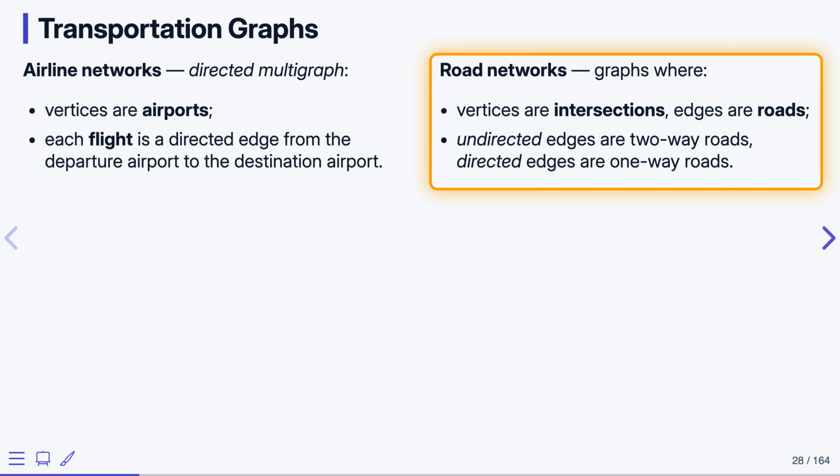The second example is a road network. Each dot is an intersection. Each line is a road. A two-way road is an undirected edge with no arrow. A one-way road is a directed edge with an arrow that shows the allowed direction.